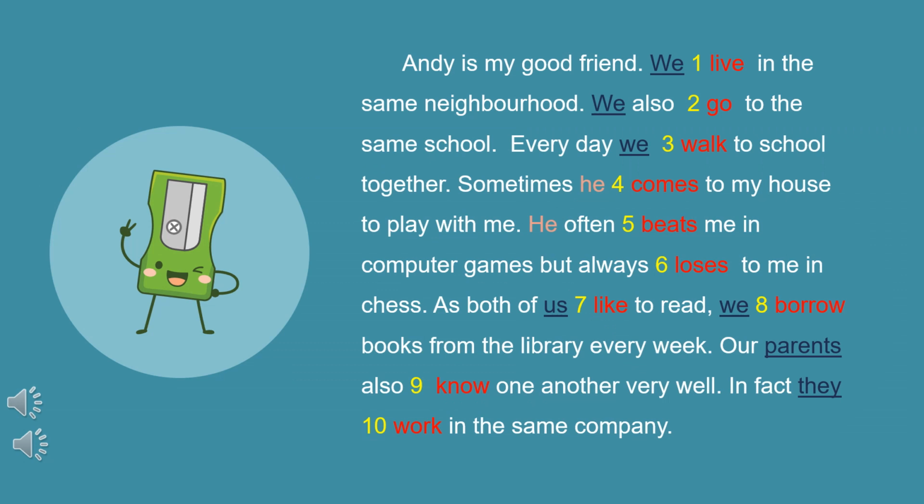Now just look at the passage. The verbs have been filled here. We will discuss them according to the subject. Andy is my good friend. We live in the same neighborhood. We is the plural subject, so S or ES would not be added with the verb live.